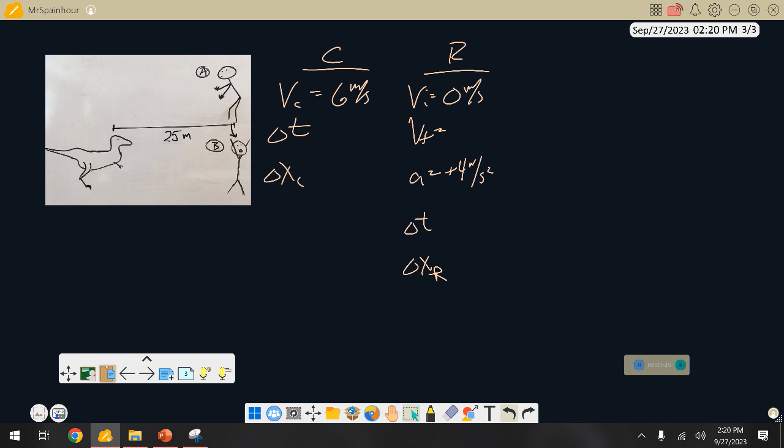Anytime that happens, we start looking at relationships. Your key relationships are going to be time and displacement. So let's begin with time and ask this question: do they start at the same time? Well, Chris takes off from a different spot here than the Raptor, but we're going to say they start at the same time.